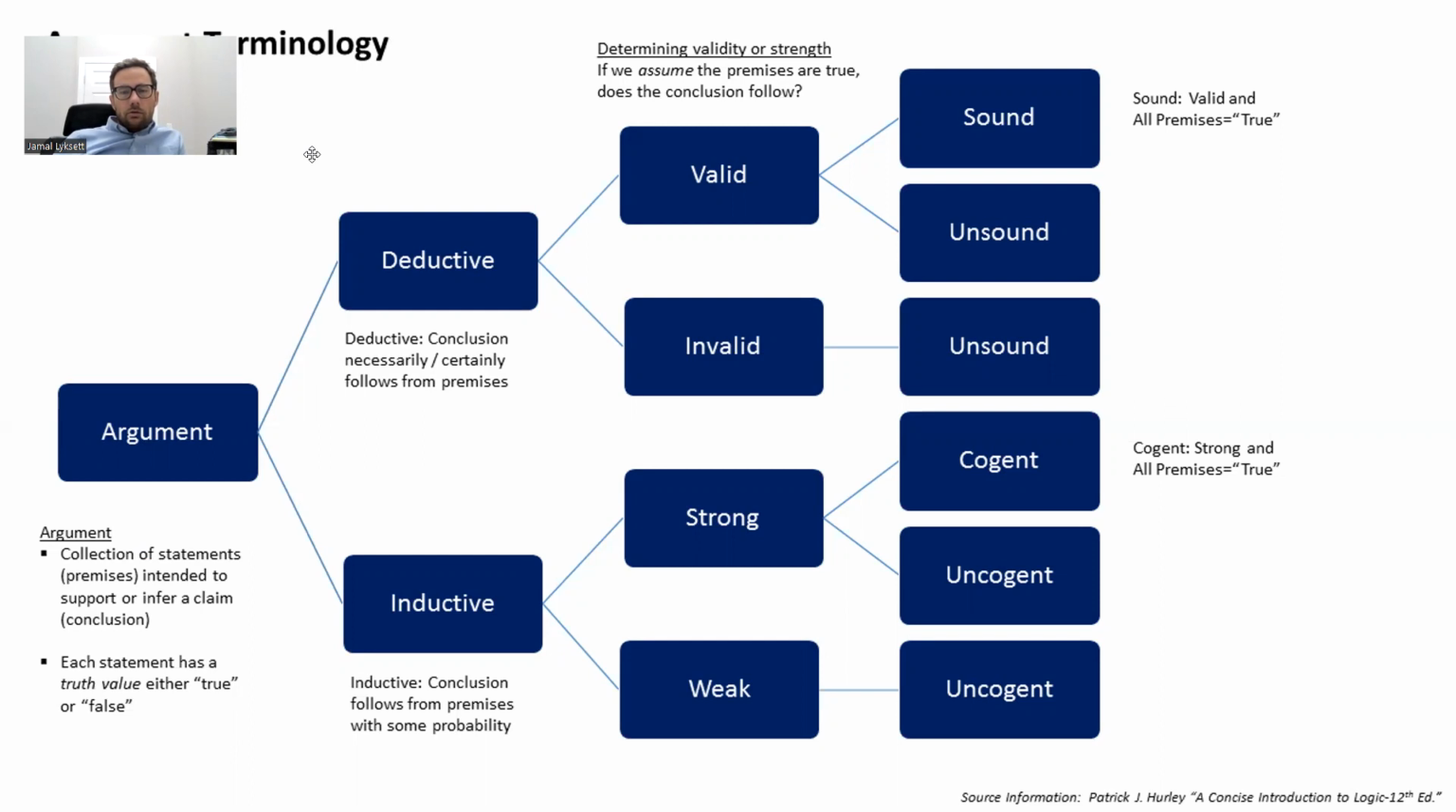Okay, so valid arguments are either sound or unsound. What do we mean by that? Well, for an argument to be sound, all premises are true, and it's a valid argument, right? And so that's sound or unsound. Therefore, any invalid arguments are also going to be unsound. So if it's invalid, or if the premises are not true, or both of those, it's not going to be a sound argument.